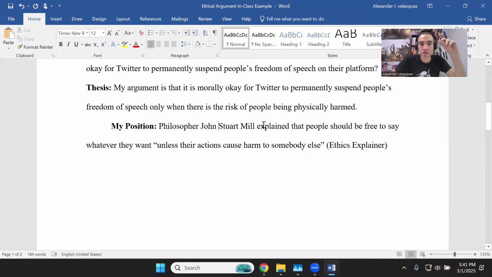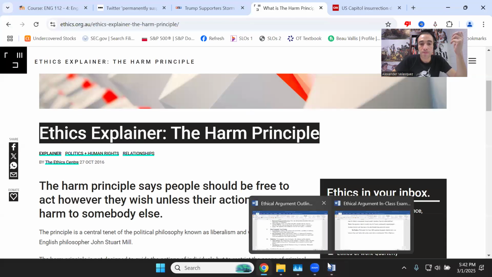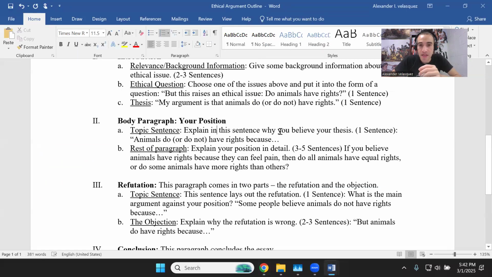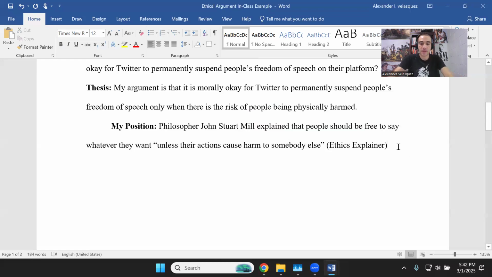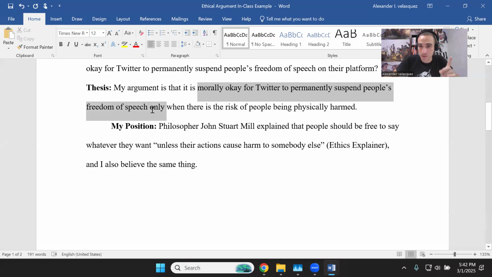So philosopher John Stuart Mill explained that people should be free to say whatever they want unless their actions cause harm to somebody else. Okay, now remember, the whole point of this topic sentence is you have to explain why you believe your thesis. So I haven't done that yet. So I have to say, and I also believe the same thing. Okay, now it's done. I'm saying that I think it's morally okay for Twitter to suspend people's account, to suspend their freedom of speech when there is the risk of people being harmed.